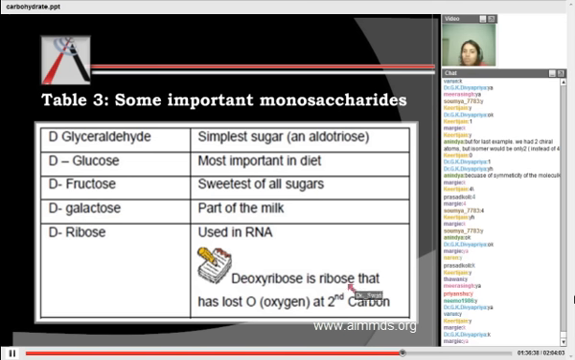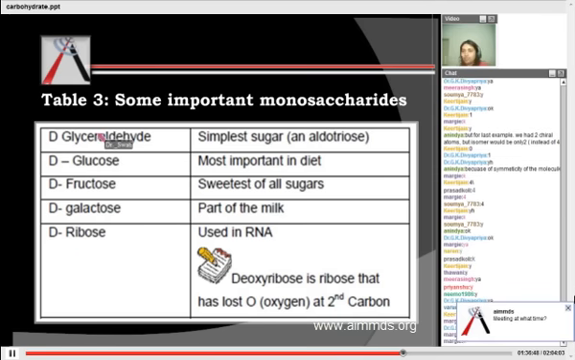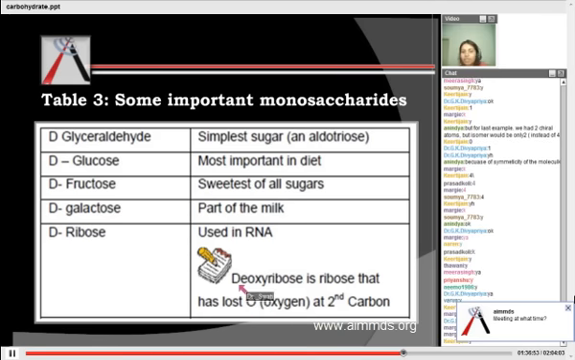And deoxyribose is a ribose that has lost oxygen at the second carbon. Now ribose is nothing but a 5 carbon atom sugar. If it tends to lose one oxygen, it will become deoxyribose. And at what position is it losing the oxygen? At the second carbon. An important MCQ here.